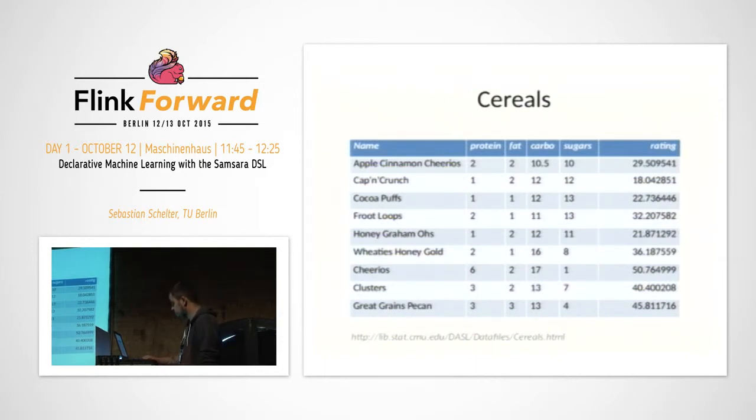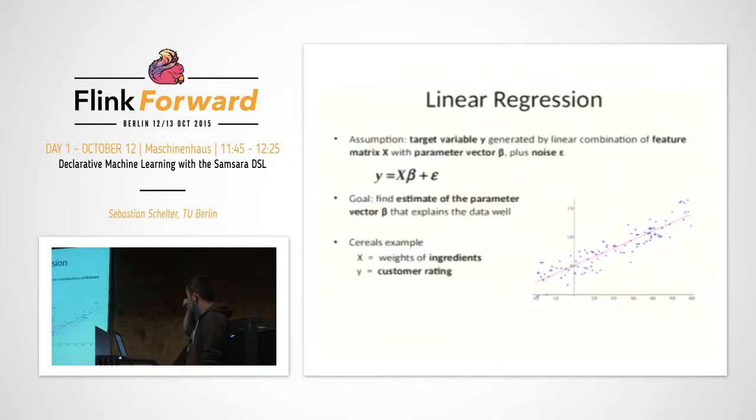And what we're trying to do is implement linear regression. So we're basically trying to predict this customer rating from the weights of the ingredients. So linear regression is a standard technique. I'm sure most of you have heard of this. So we have this target variable y, the customer rating, and we assume that it's generated by a linear combination of these features, which are the weights that live in some matrix X. And we are trying to estimate a parameter vector that tells us how much these actual features contribute to the rating. And geometrically, it means we have some points in space, and we're trying to fit a line to these points.